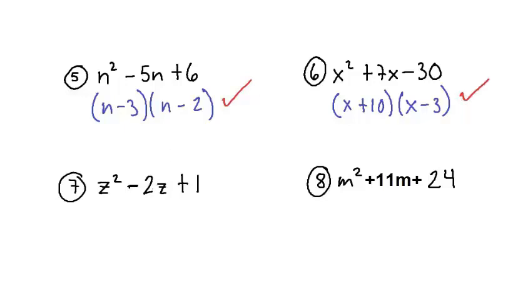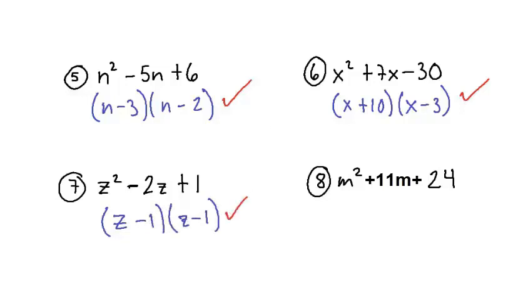Now let's check this other one. 1. The only way to get 1 is 1 times 1. But I'm looking for a -2. 1 plus 1 does not give me -2. But -1, -1, yes. And -1 times -1 gives me +1. So we're fine with those numbers. The answer for this will be z minus 1 and z minus 1. That will be the answer for this exercise.